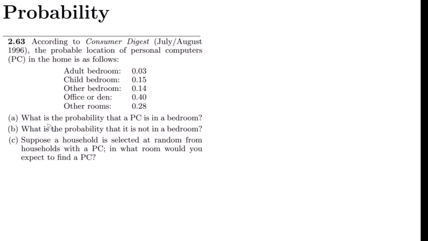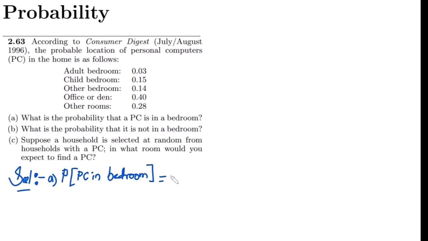In part A, we have to find the probability that a PC is in a bedroom. Okay, so now let me solve it. This is the solution, and what do I have to do? I have to find, this is part A, and in part A I have to find the probability that a PC is in the bedroom. Okay, so we have to find this one.